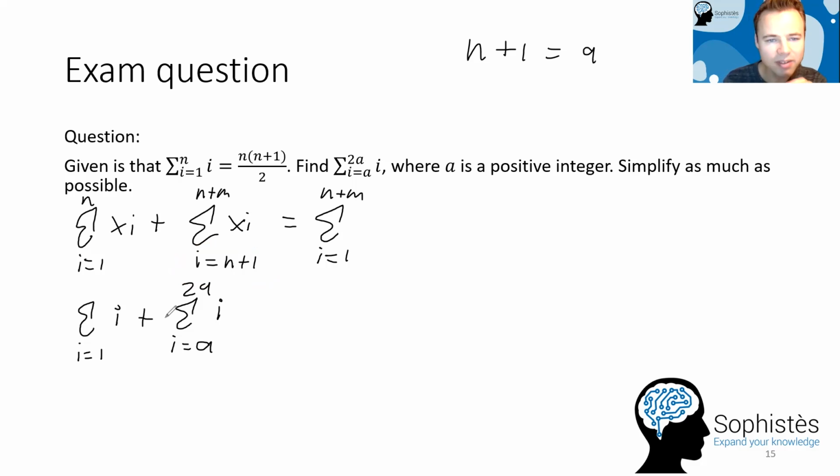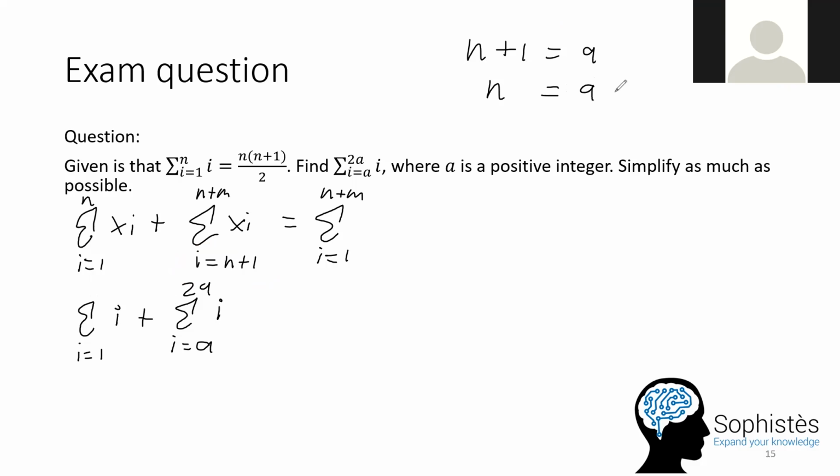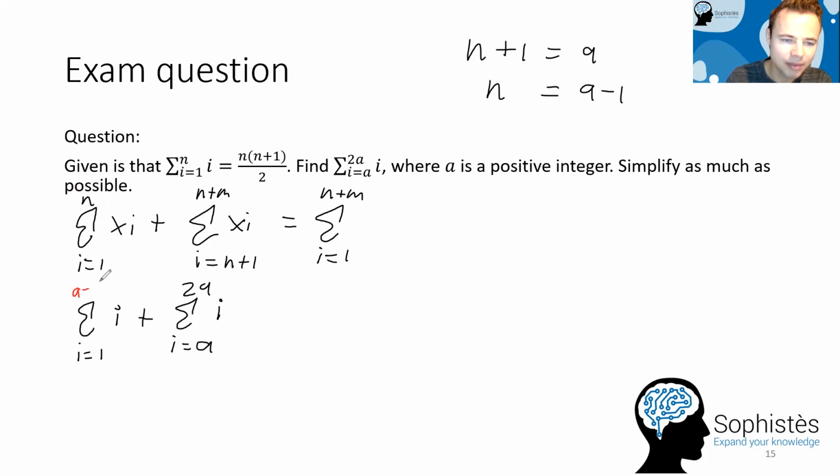Okay. Now, we know that n plus 1 is A. So what is the n? Does anyone know? N plus 1 is A, so n is? A minus 1. A minus 1. So now I can replace this n that we're seeing here. Let me do it in the red. This n, I can write down A minus 1. You see that? Is that also clear for you guys?